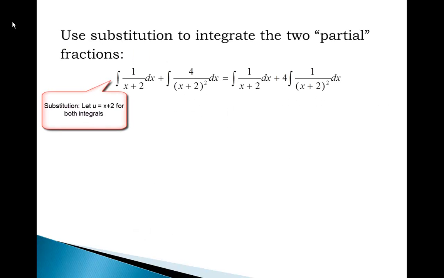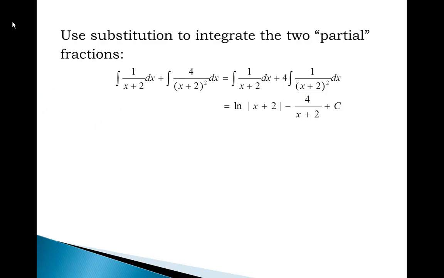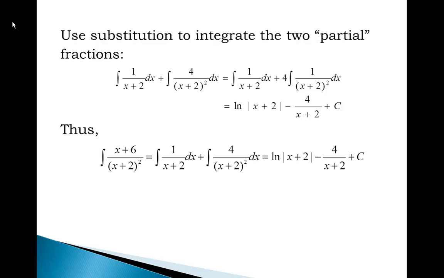Now I want to use substitution to integrate these two partial fractions. In doing so, I end up with the natural log of the absolute value of x plus 2 minus 4 divided by x plus 2 plus my arbitrary constant c. Therefore, in the end, I was able to rewrite x plus 6 over the quantity x plus 2 squared as two partial fractions, 1 over x plus 2 and 4 over x plus 2 squared, and then I arrived at my final answer, the natural log of x plus 2 minus 4 divided by x plus 2 plus my arbitrary constant c.